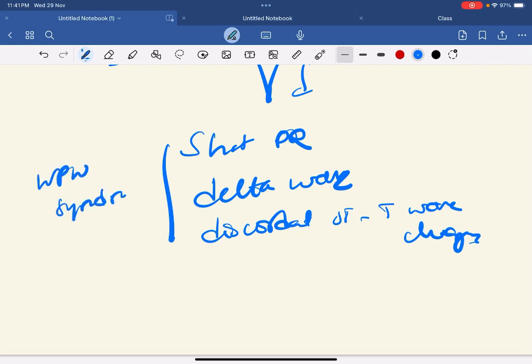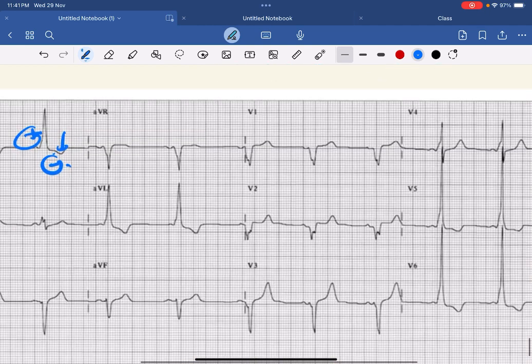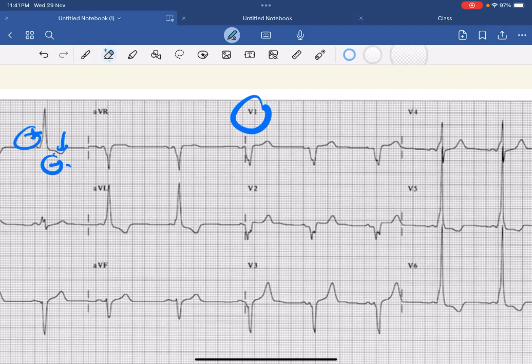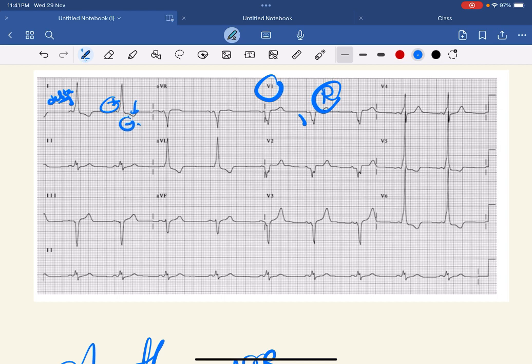Once you diagnose this as WPW syndrome, you have to locate the bypass tract. Where is the bypass tract? For that, you have to see lead 1. In lead 1, the delta wave is predominantly negative. Delta wave is negative, so it is seen in a right-sided bypass tract. The bypass tract is on the right side. After knowing that it is on the right side, you have to know whether it is on the right free ventricular wall, or right posterior septal, or right anterior septal.